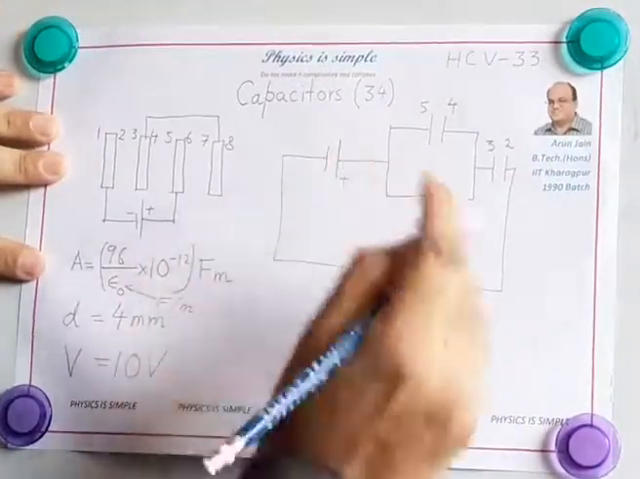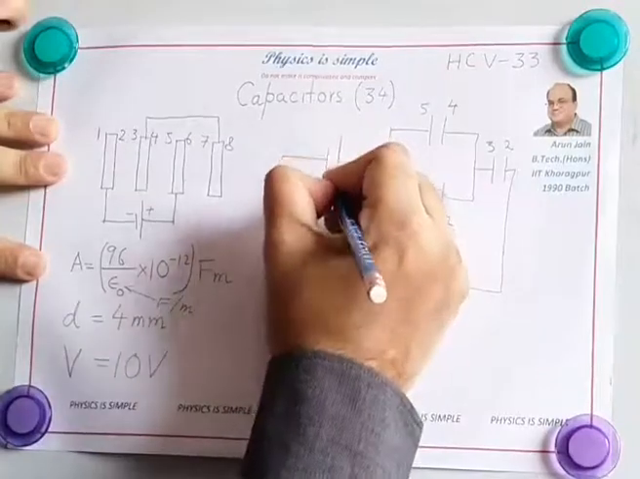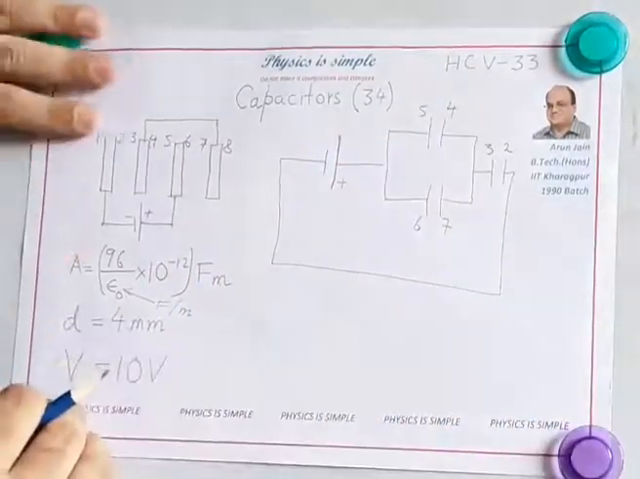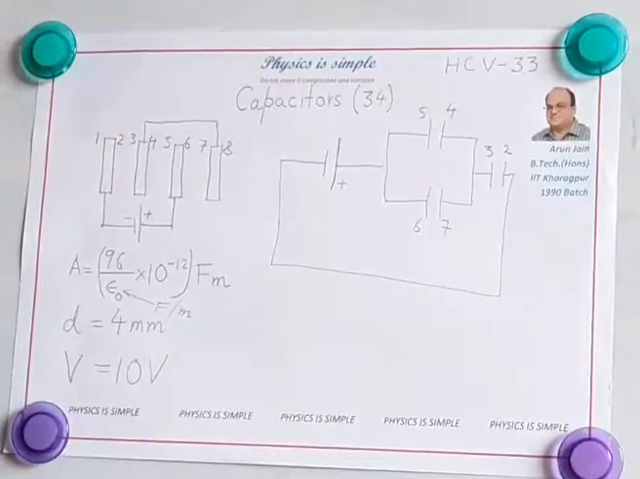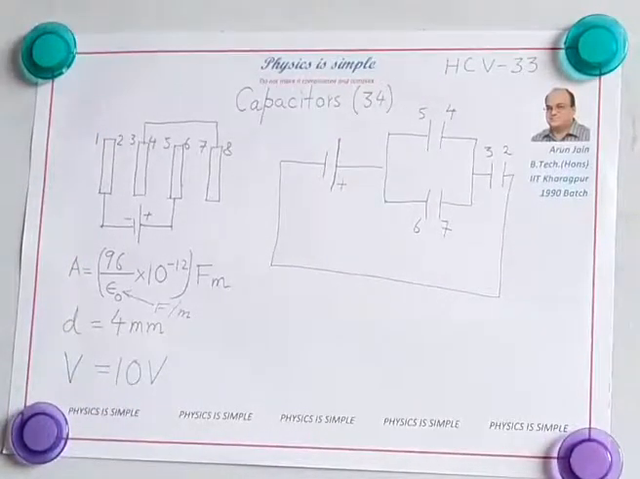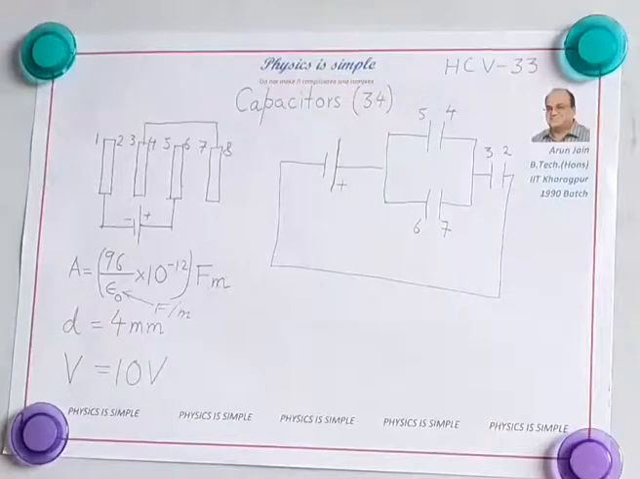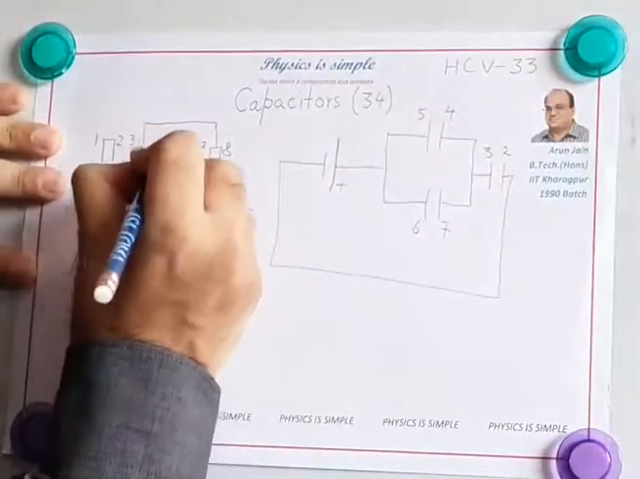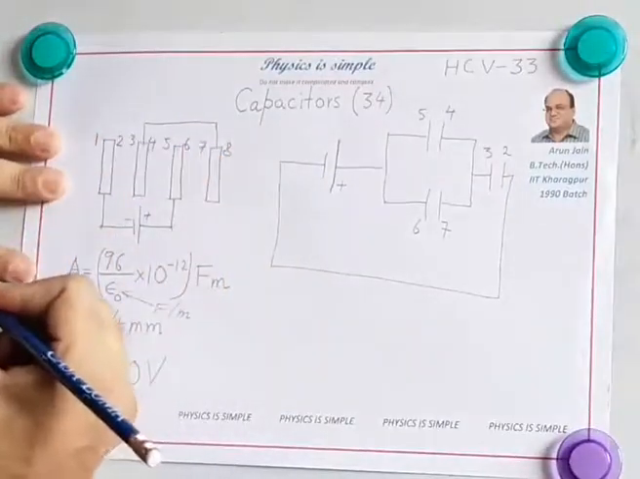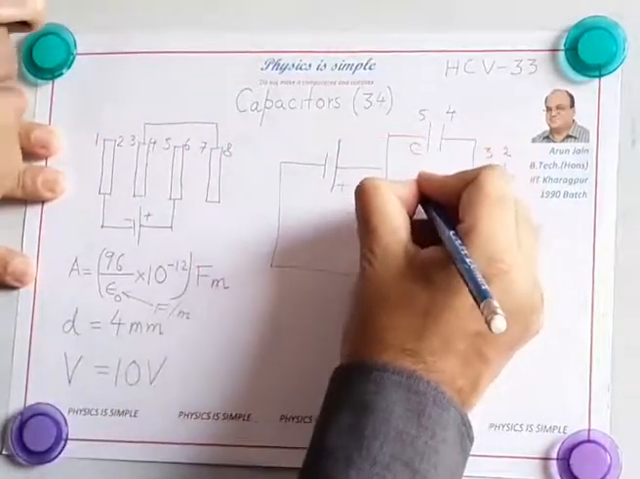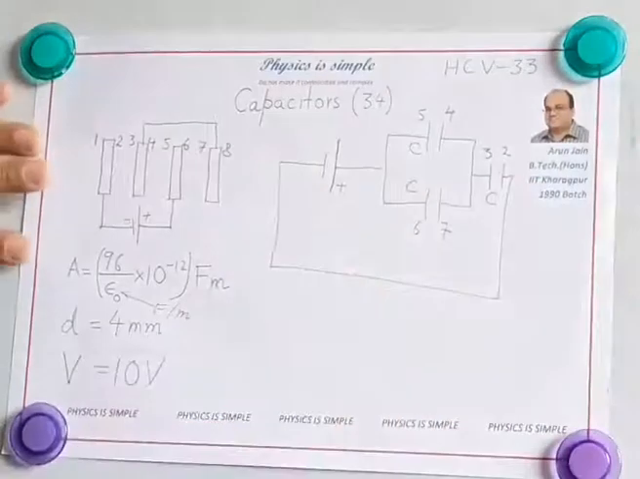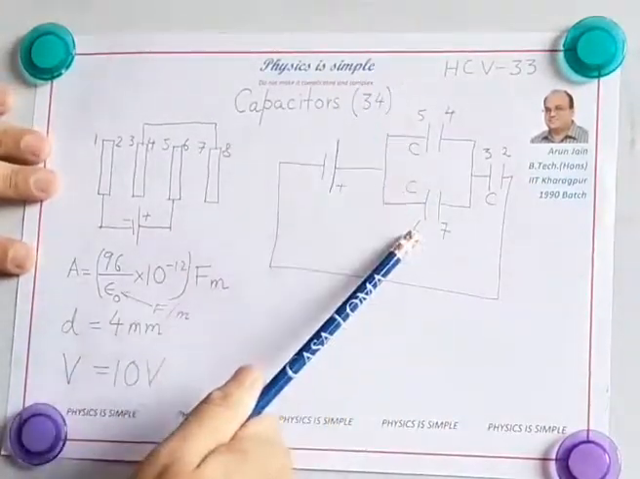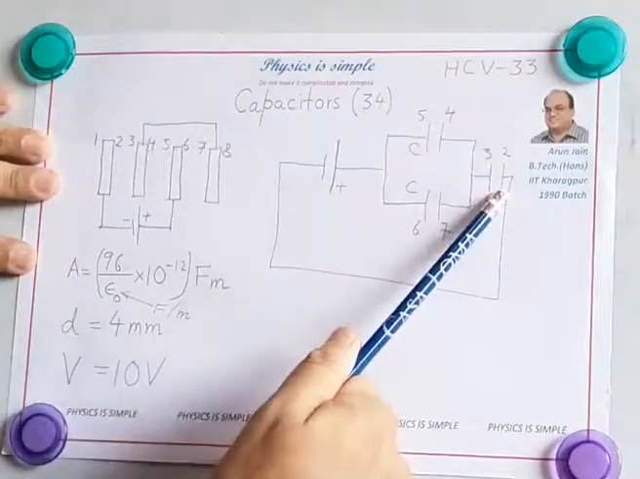So now we have redrawn the circuit. And in this circuit, it is very easy to understand what is in parallel with what and what is in series with what. So this is how we attack this question. The capacitance of all these 3 capacitors are same, so let's call it C. These 2 are in parallel, so equivalent capacitance is 2C. Then 2C and C are in series.